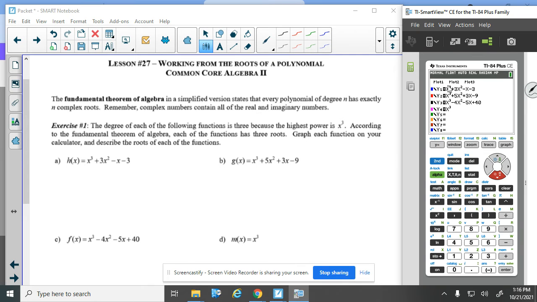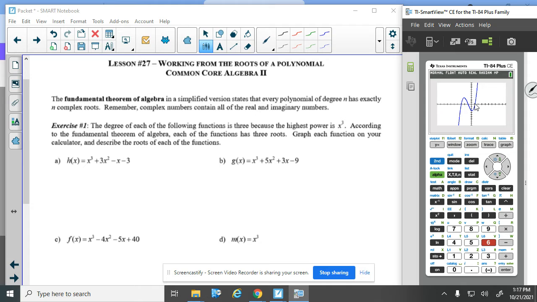So first off, I already have my 4 functions typed in my calculator, and here's a nifty trick. You can type in a lot of functions, and if you press enter on their equal signs, you can turn them off. So I'm just going to graph the first one. We're going to look at the graph and then describe the roots. This one, I am in a crazy window from the last problem I did. This one has 1, 2, 3 real roots.